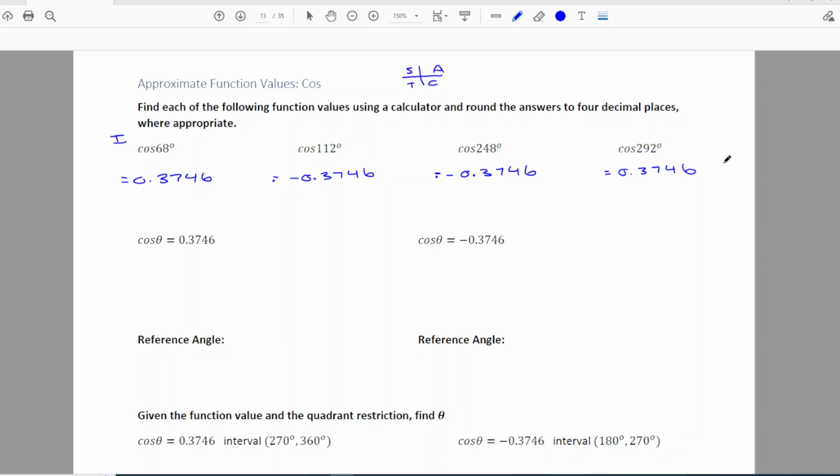Let's just plug in cos of 248. Oh, look at that, negative 0.3746. So the CAST rule held true.